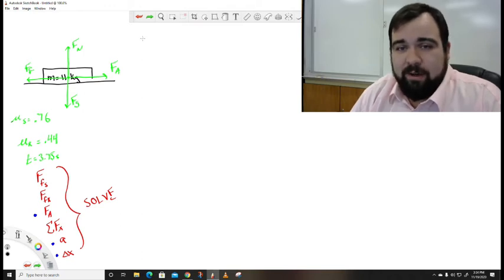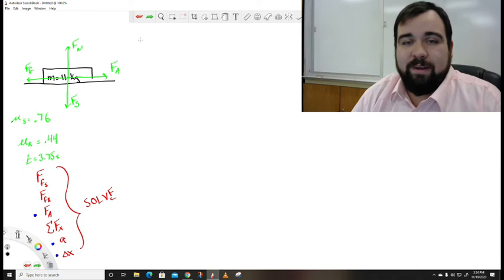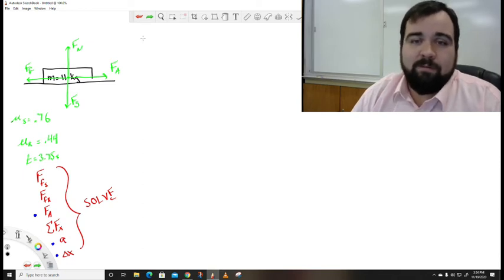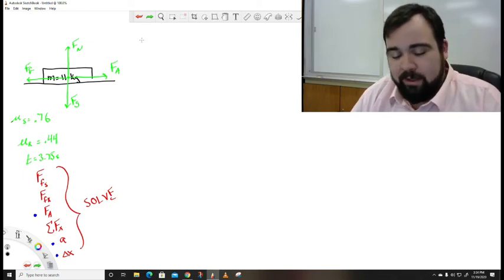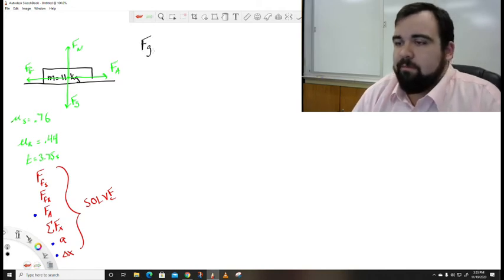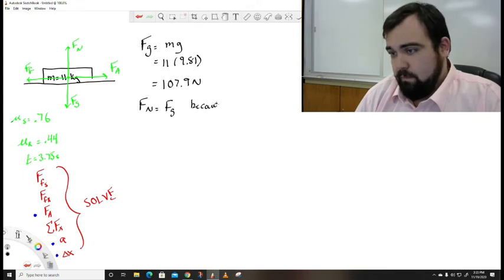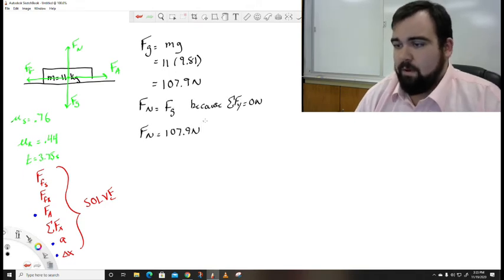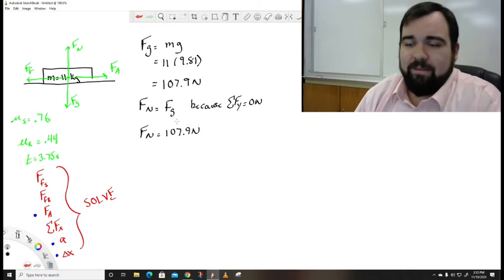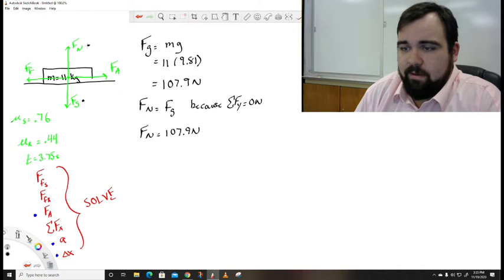Since this thing is acted upon only horizontally by friction and applied force, that tells us vertically speaking that value has a net force of 0, so we know Fn and Fg should be the same. So I'll put those equations on the right hand side. Go ahead and solve through them for yourself and see if you get the same answers. So we have 107.9 for both of those. So we have answered these.